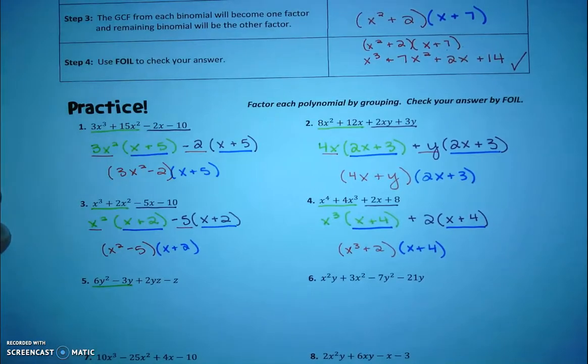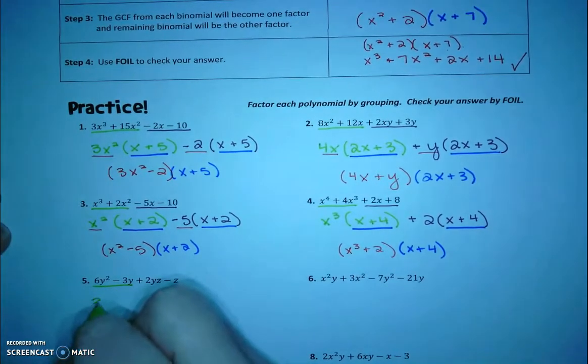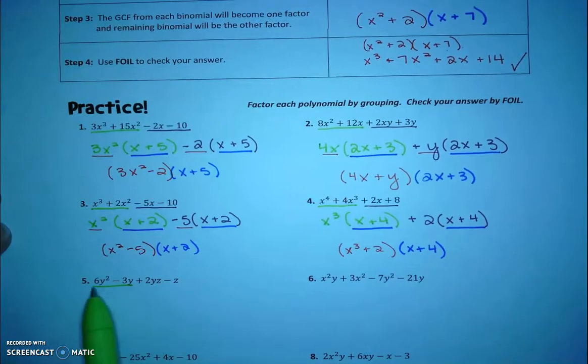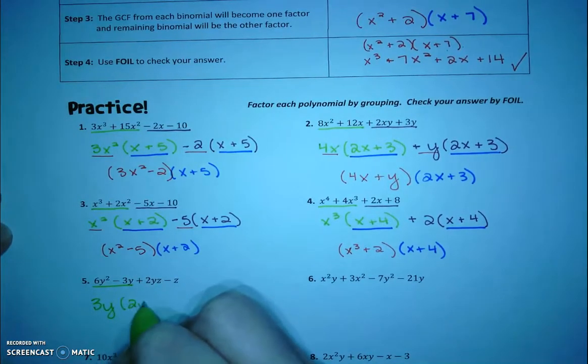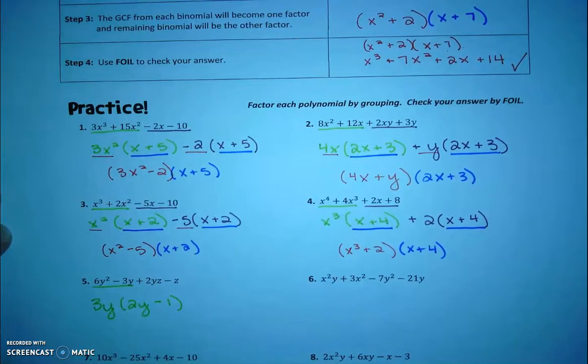When I look at that, I have 6y squared minus 3y. The coefficient that I can factor out is a 3. And then for my variable, they both have y, so I can factor out y to the first, the smaller of my exponents. That leaves me with 2y minus 1 on the inside. So remember, when we're doing negative 3y divided by 3y, negative 3 divided by 3 gives us that negative 1, and then my y's cancel each other out.